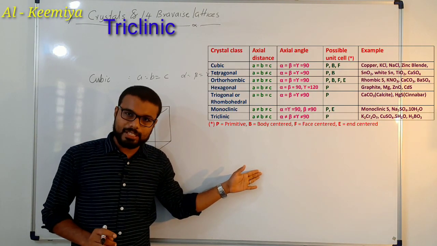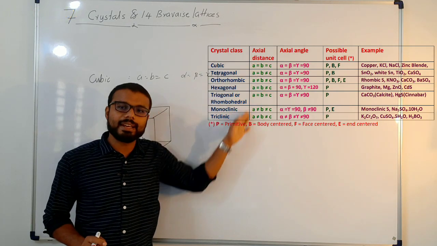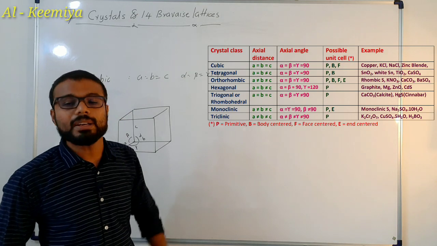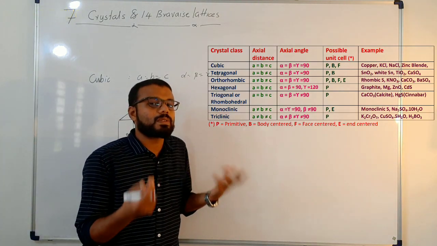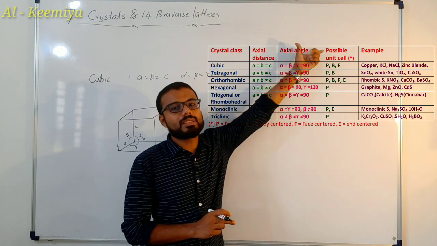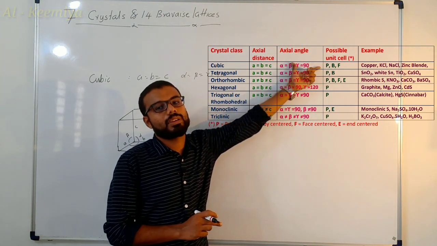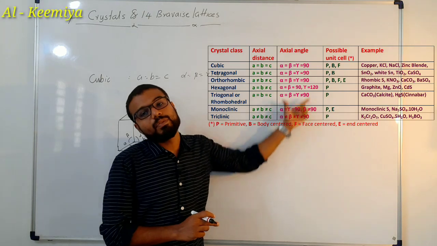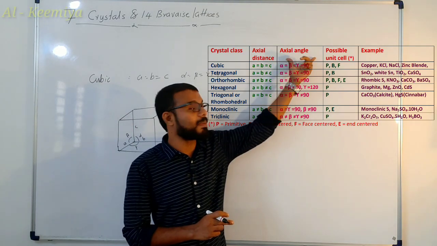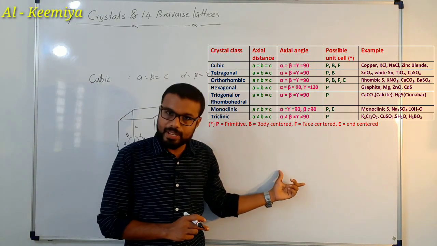7 type crystals are possible. That is based on axial side and axial angle. We have 7 types of crystal system. But in each crystal, different types of space lattices or unit cells are possible. If you check on the basis of the unit cell or space lattices, we have 14 Bravais lattices or 14 space lattices, that is called Bravais lattices.